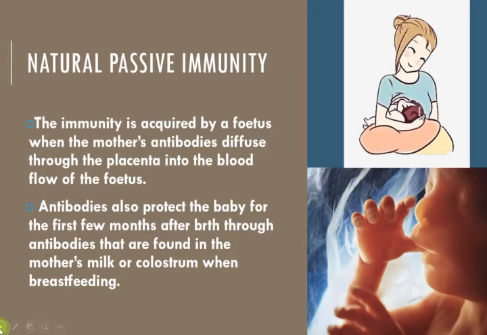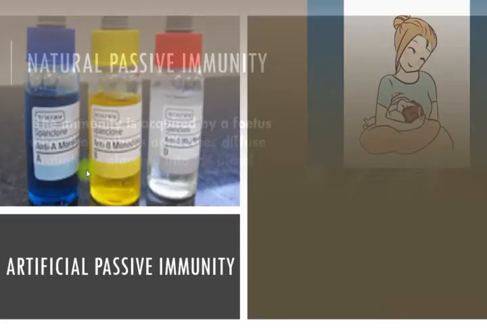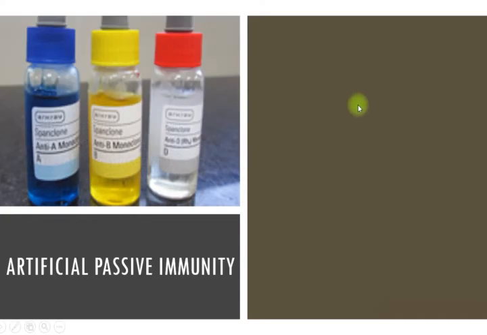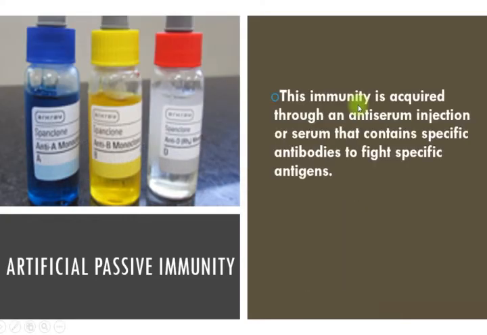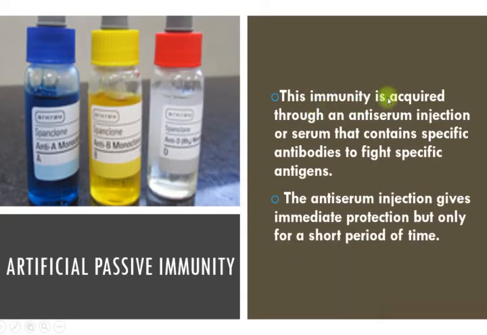Next we go to the artificial passive immunity. This immunity is acquired through an anti-serum injection, or serum that contains specific antibodies to fight specific antigens, right? So what is anti-serum? Anti-serum refers to the serum that contains specific antibodies.